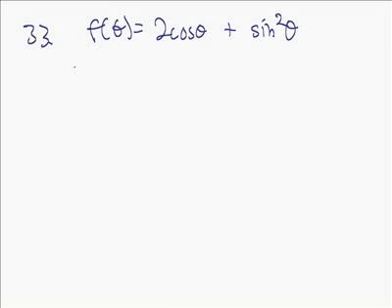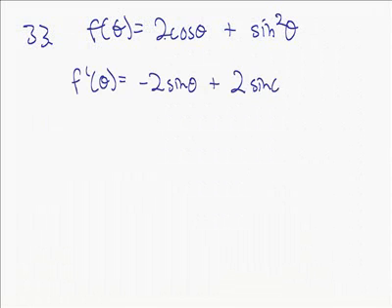Now again, we're looking for the critical number, so we're going to take our derivative, f prime of theta. So the derivative of cosine is, what's that? Yeah, negative sine, so it's going to be -2 sine theta, plus the derivative of sine squared, it's going to be 2 sine theta times the derivative of what's inside. Derivative of sine theta is cosine theta, so the chain rule there.